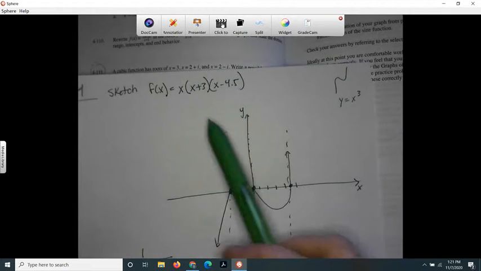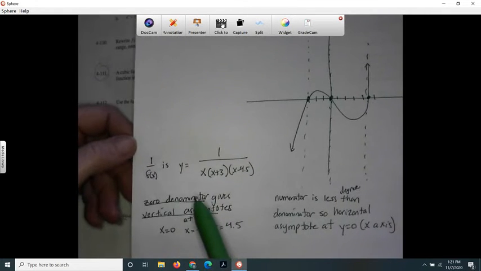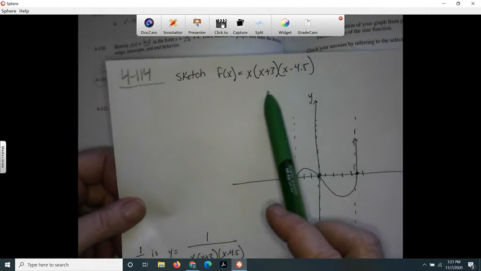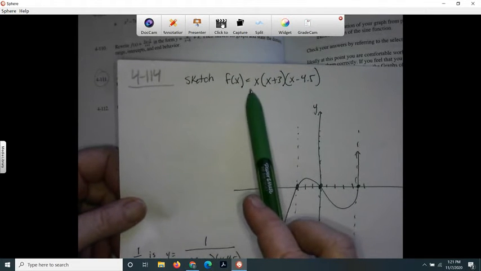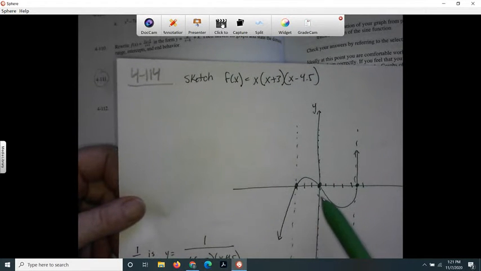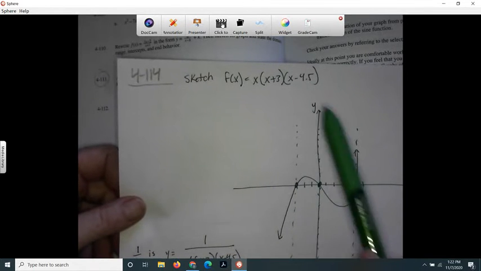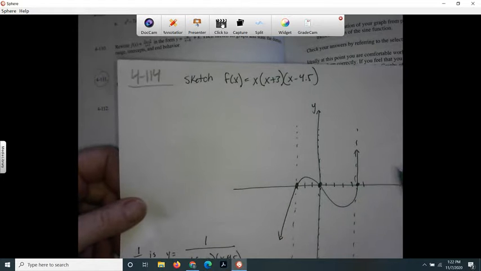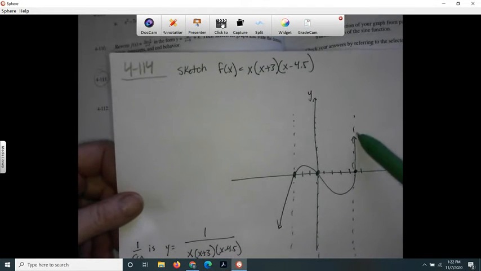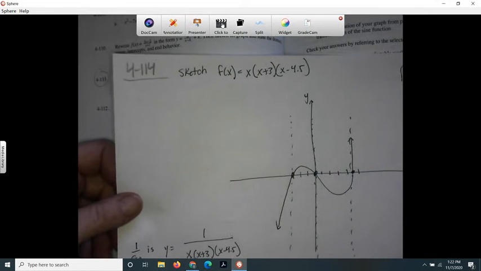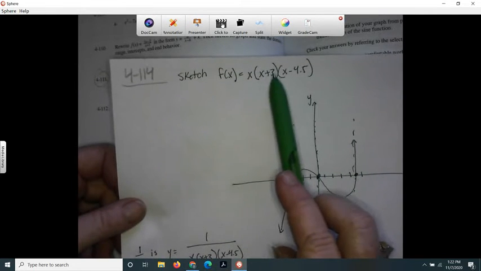a zero. Well, let's not talk about that yet. For f of x, you're going to have a root at x equals negative 3 and positive 4.5. I didn't bother with trying to figure out how far down it goes or how far up it goes. I just know from these three factors that I have x-intercepts. And then I just kind of faked the rest.